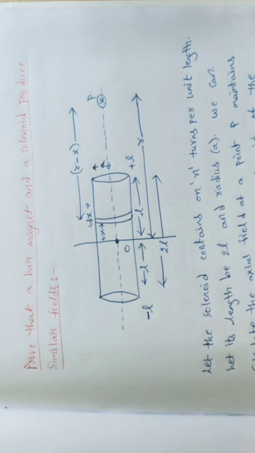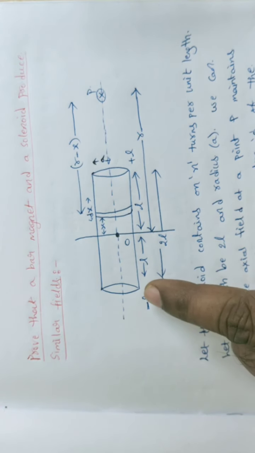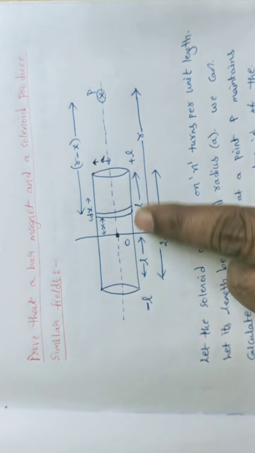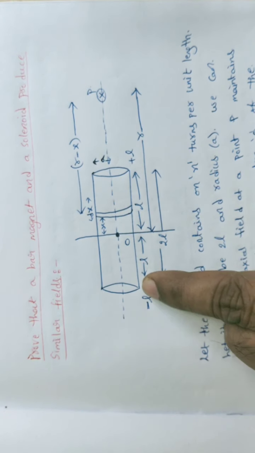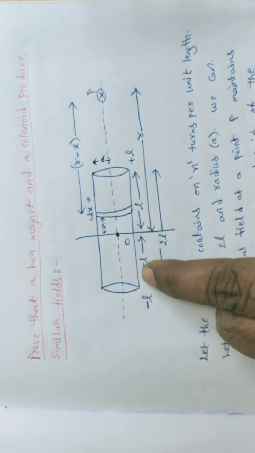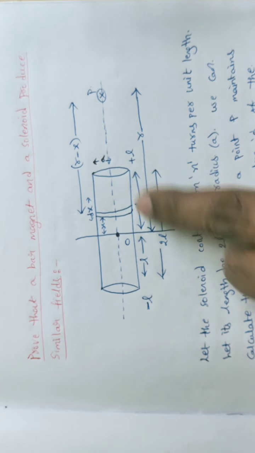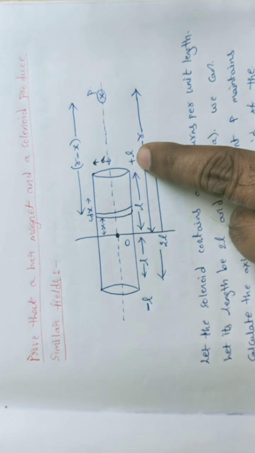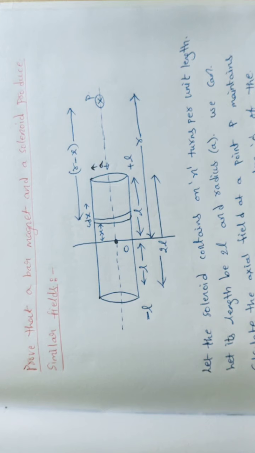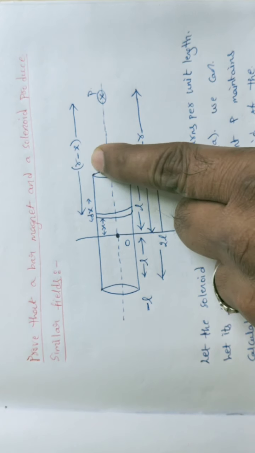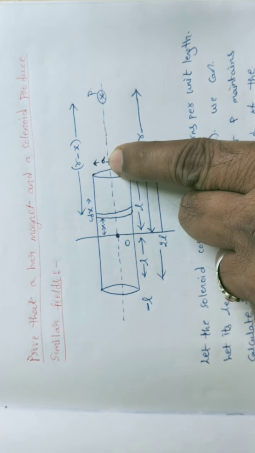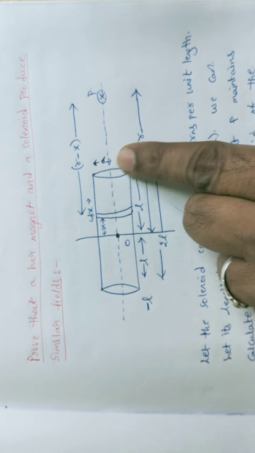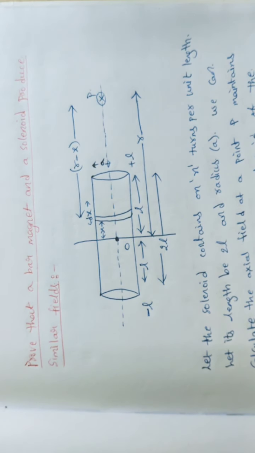Students, listen here. Imagine the length of this solenoid is 2L, and this midpoint is chosen as O. This is L distance and this is L length, so it extends from minus L to plus L. Totally, the length of this solenoid is taken as 2L. And one more thing: the radius of this solenoid is represented as small a.